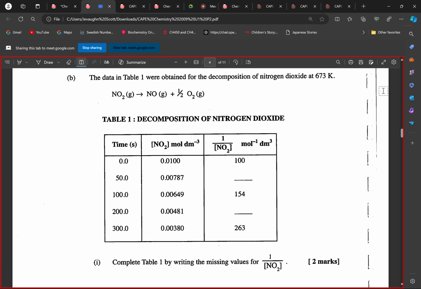All right. So the data in table one were obtained for the decomposition of nitrogen dioxide at 673 Kelvin. So here we have this decomposition. Now complete the table, writing the missing values. How will we complete the table? How would you guys go about completing this table?